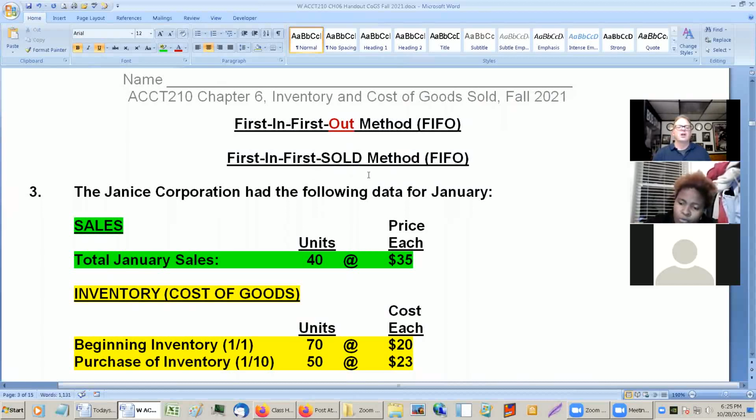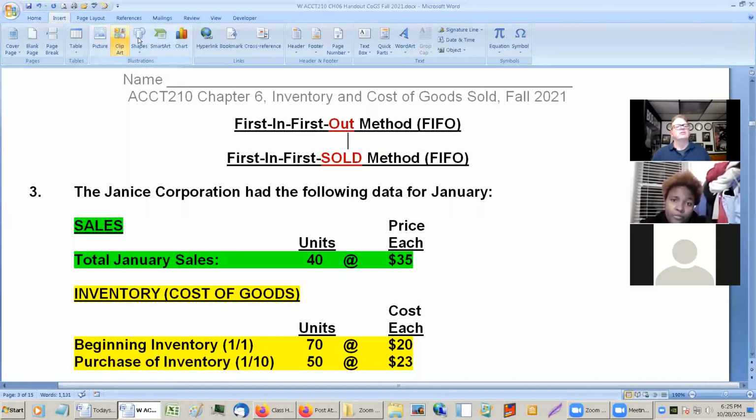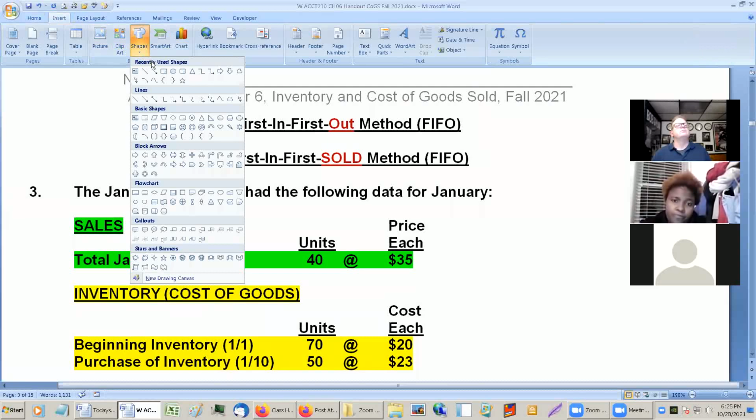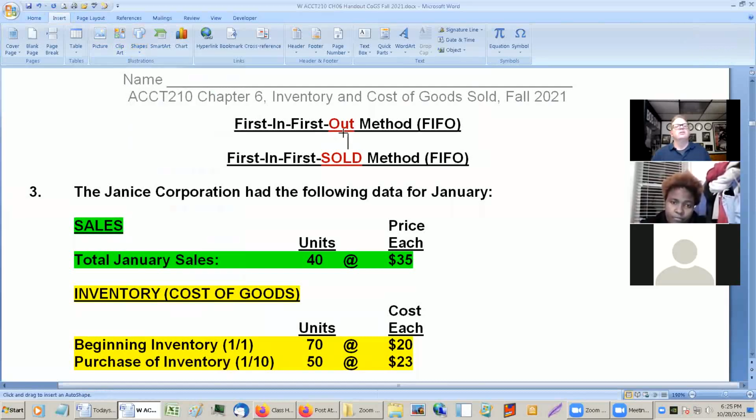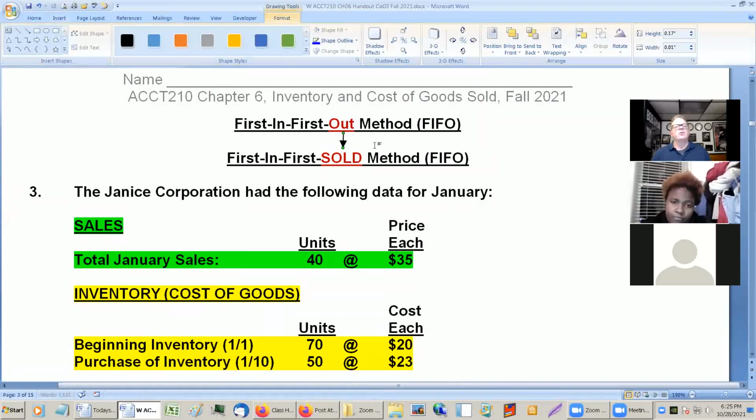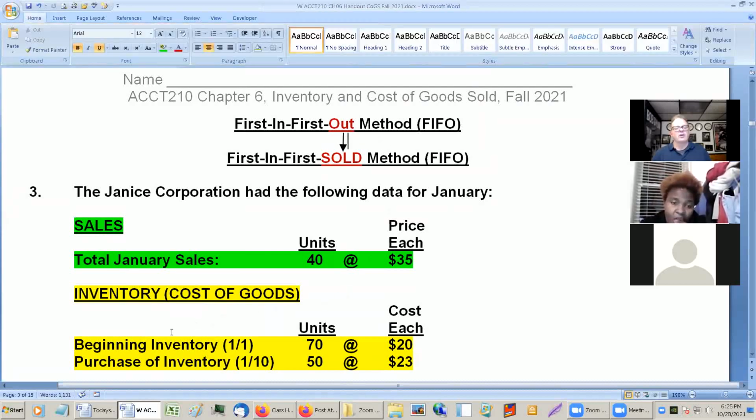So when they talk about out, those that came in first were sold first. So we're going to say that the first ones in were the ones that we sold. The first ones we had in our inventory were the first ones sold, which is probably the way things mostly happen. The first ones you had in were probably the first ones you sold.